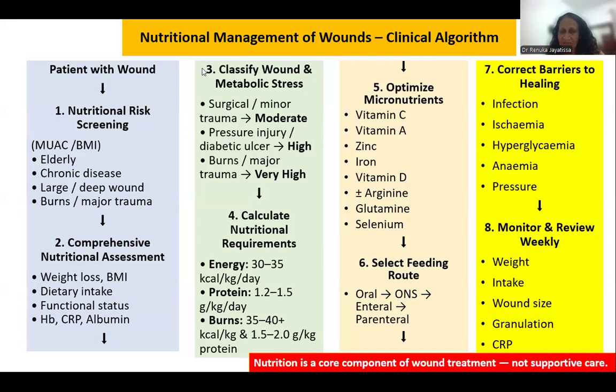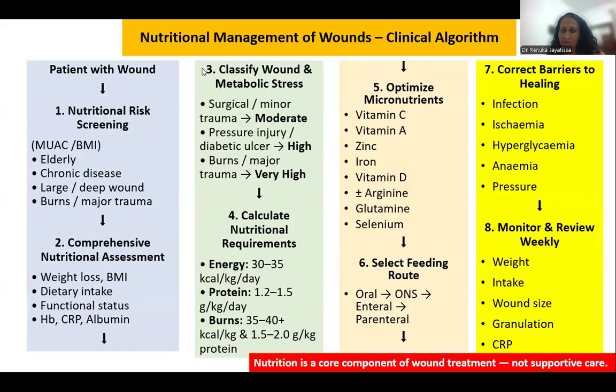That's the second part you have to do. You have to look for vitamin C. We can't do the testing, but depending on the wound, you have to prescribe vitamin C. And vitamin A: if you are giving the multiple vitamin formula, you don't need to give vitamin A separately. Then zinc, iron, vitamin D, arginine, glutamine, selenium, all these other things. When we are giving the multiple vitamin mineral formula, it has selenium and copper, so you don't need to give them separately.